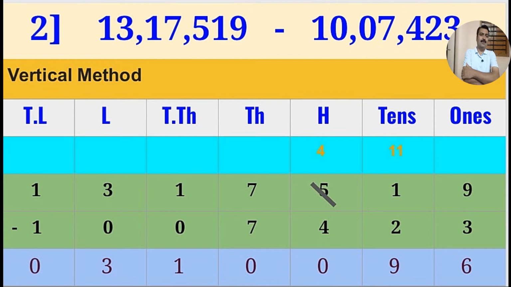So let's observe at ones place here. In ones place, 9 minus 3, this subtraction is given. I think it is a somewhat easy subtraction. So 9 minus 3 we get the answer as 6 here.